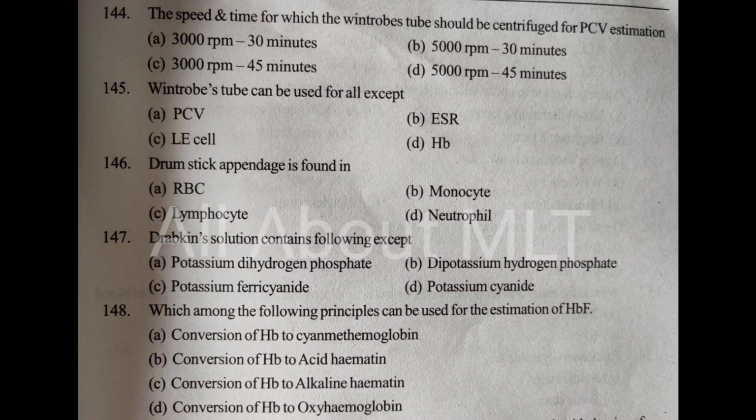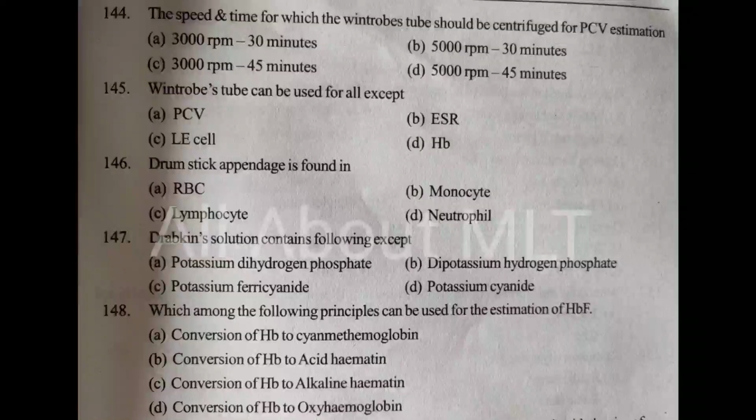The speed and time for which the Wintrobe's tube should be centrifuged for PCV estimation. Option A 3000 rpm for 30 minutes. Option B 5000 rpm for 30 minutes. Option C 3000 rpm for 45 minutes. Option D 5000 rpm for 45 minutes. And the answer is option A 3000 rpm for 30 minutes.